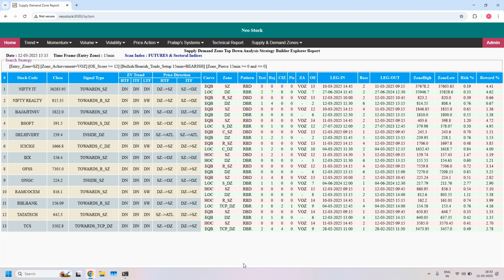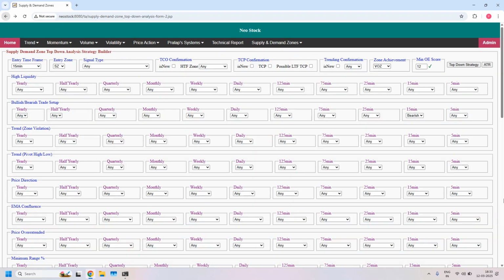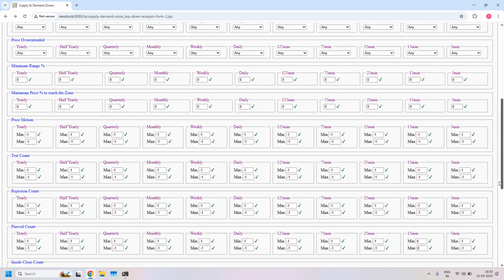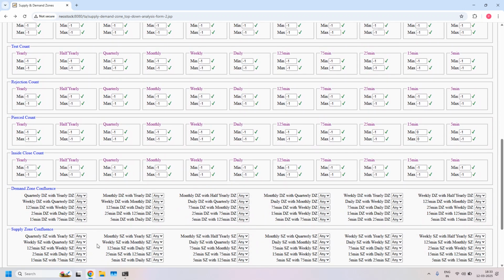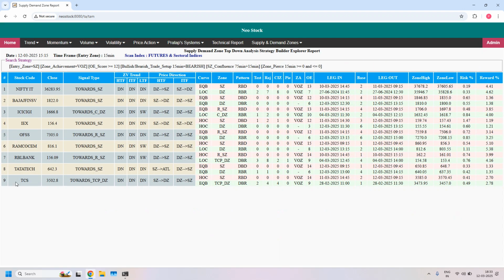Okay, out of these 13 stocks, how many of these 15-minute supply zones are overlapped with 75-minute supply zone? That is LTF, ITF, supply zone Confluence. Let us set that filter for these 13 stocks. So in the supply zone Confluence, I am enabling the filter 15-minute supply zone with 75-minute supply zone Confluence. With this filter, out of 13 stocks, we got 9 stocks. That means in all these 9 stocks, these 15-minute supply zones are overlapped with 75-minute supply zones.